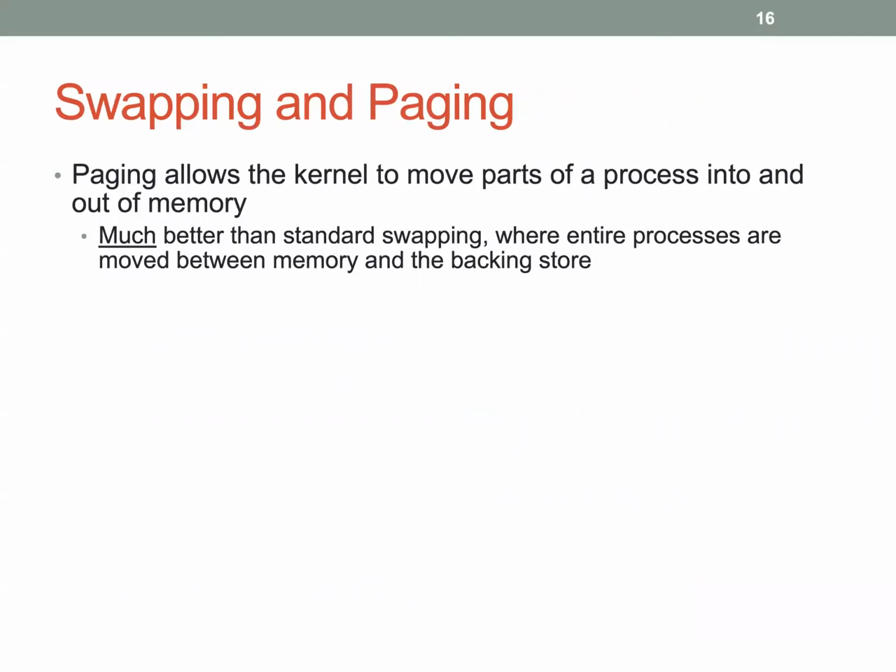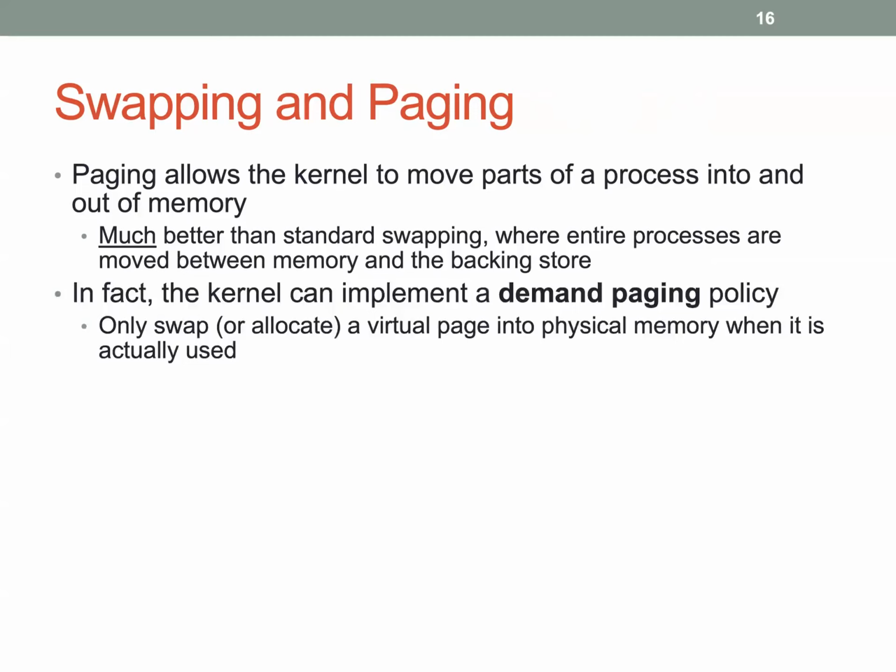Now, because we have this paging mechanism and swapping mechanism, we can move parts of a process in and out of memory, which means that we can do things on a much finer grain than standard swapping would allow. Remember that standard swapping is moving an entire process in and out of memory, and if you have a large process with lots of memory in its virtual address space that it's using, that's going to be slow. So paging is so much better than swapping.